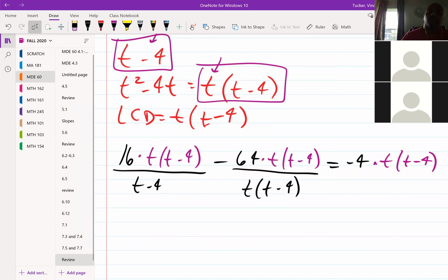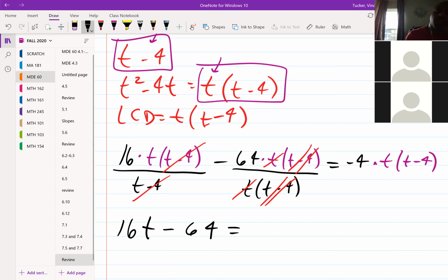All right. So what's going to happen now? T minus 4 will cancel. T and t minus 4 will cancel in the next one. That'll leave me with just 16t minus 64 equal to -4t times t minus 4.